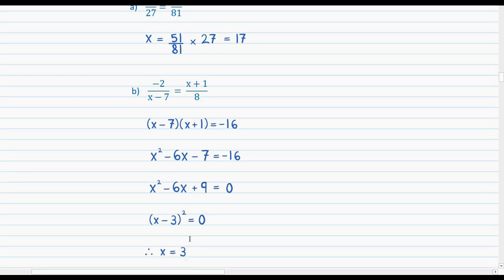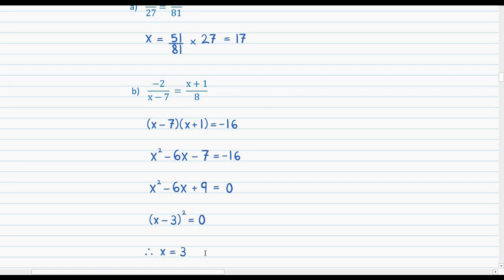And again, you can just verify the answer by substituting it back into this statement, which would be negative 2 over 3 minus 7, meaning negative 2 over negative 4, which gives a value of half, is equal to 3 plus 1, which is 4 over 8, which also gives a ratio of half. So we know it's correct.